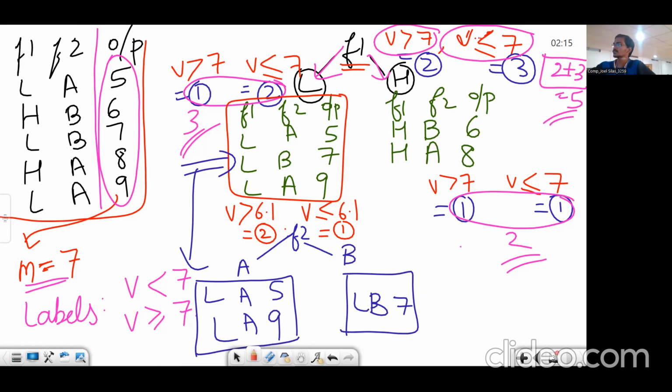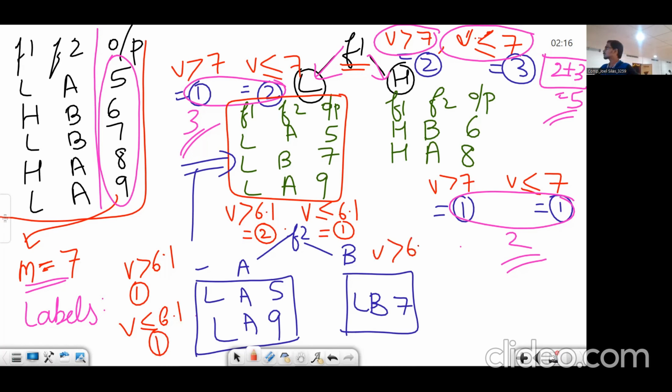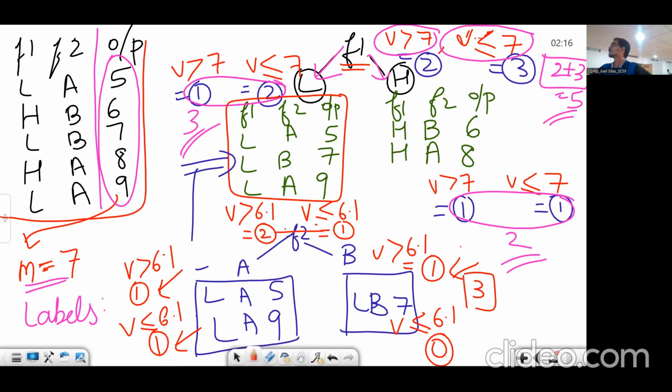In this particular A, how many values are greater than 6.1? We have 1 value. And how many values are less than or equal to 6.1? We have 1 value. Here, how many values are greater than 6.1? 1 value. And the number of values less than or equal to 6.1? 0 values. So 1 plus 1, 2 plus 1, 3. And here also 2 plus 1, which is 3. So consistency is maintained.